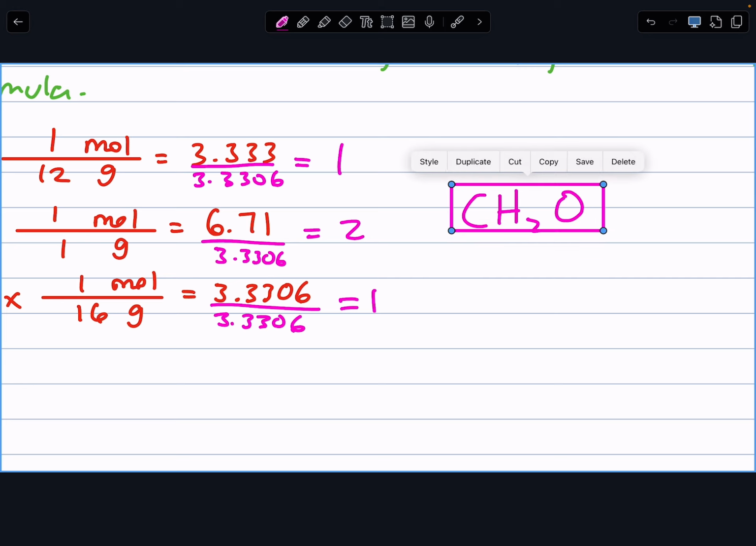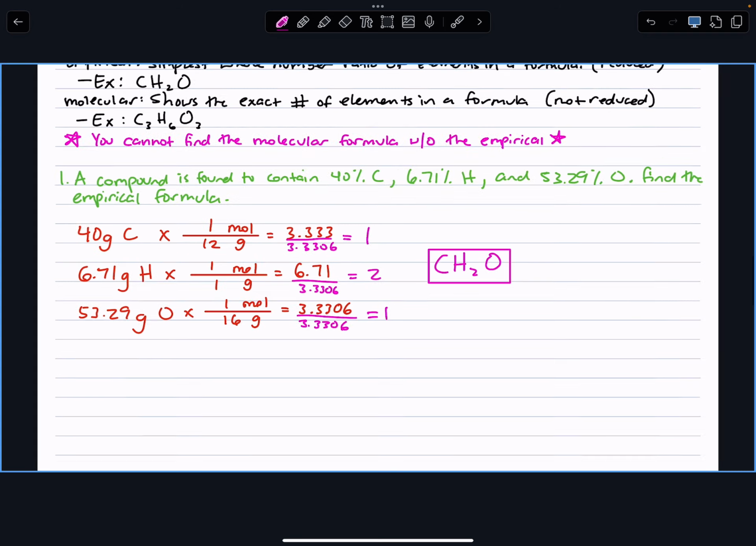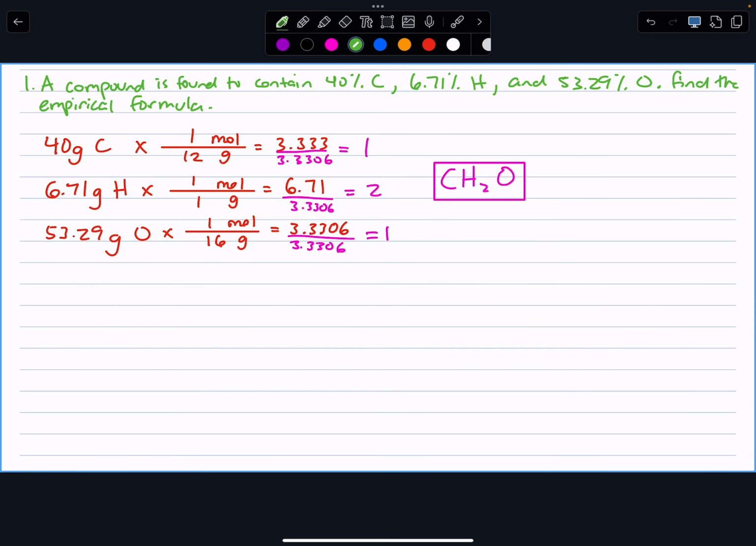Okay, now what do I ask you for molecular formula of this? So the next question might be this. Determine.